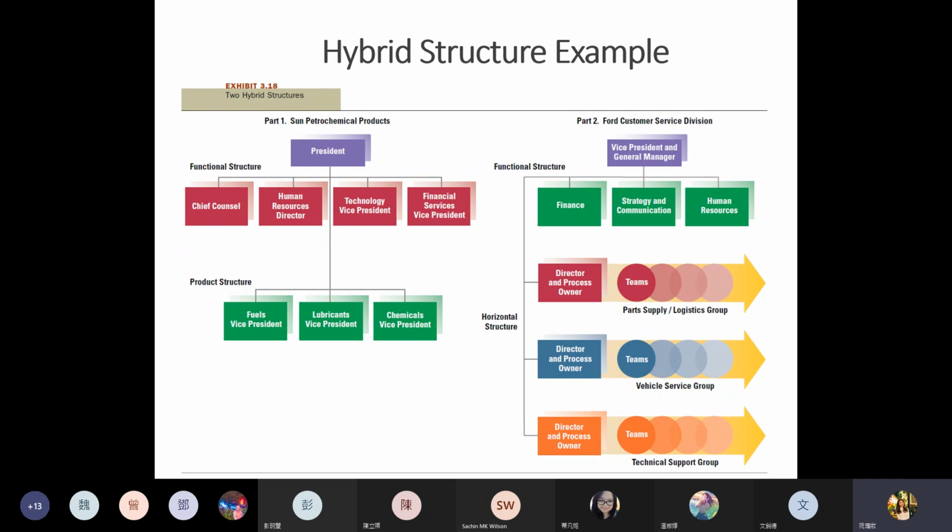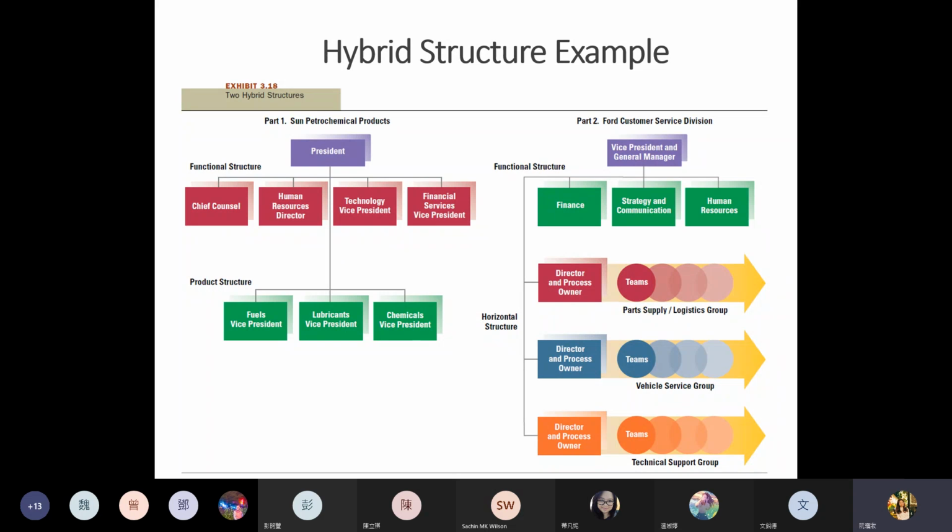And look at the right-hand side. We again have functional structure: finance, strategy, communication, human resources. But in the lower part we have a horizontal structure, so that we know what kind of processes, what kind of main business activities we need to perform to deliver value maybe to different groups of customers.